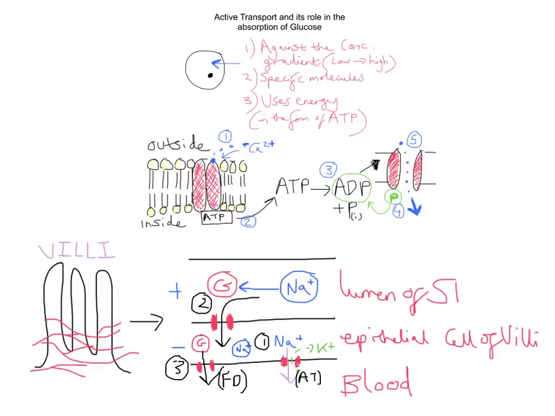And that is what we mean by the co-transport of glucose. We can see how active transport plays a key role in bringing that glucose from the lumen into the epithelial cell and ultimately into the blood.